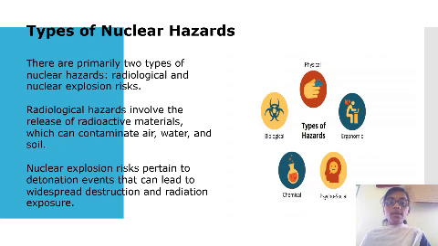Next, we are moving to types of nuclear hazards. There are primarily two types of nuclear hazards, radiological and nuclear explosion risks. Radiological nuclear hazards involve the release of radioactive materials which can contaminate air, water, and soil. Nuclear explosion risks pertain to detonation events that can lead to widespread destruction and radiation exposure.